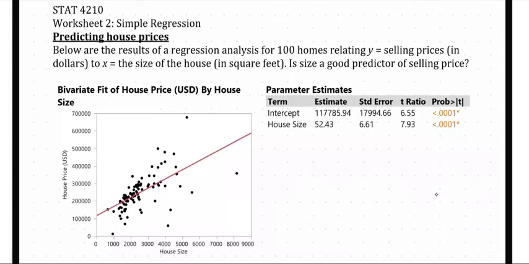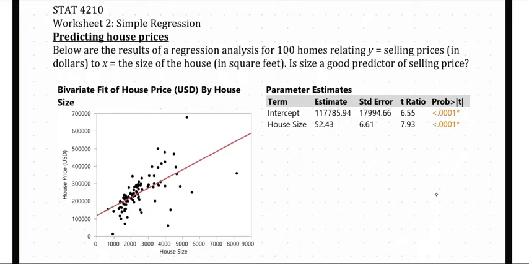In this video, we're going to do a complete regression analysis. We're going to try to predict house selling prices. In this case, we have the results of a regression analysis for 100 homes that relate the selling prices in dollars to the size of the house measured in square feet. And the question is whether size is a good predictor of selling price.